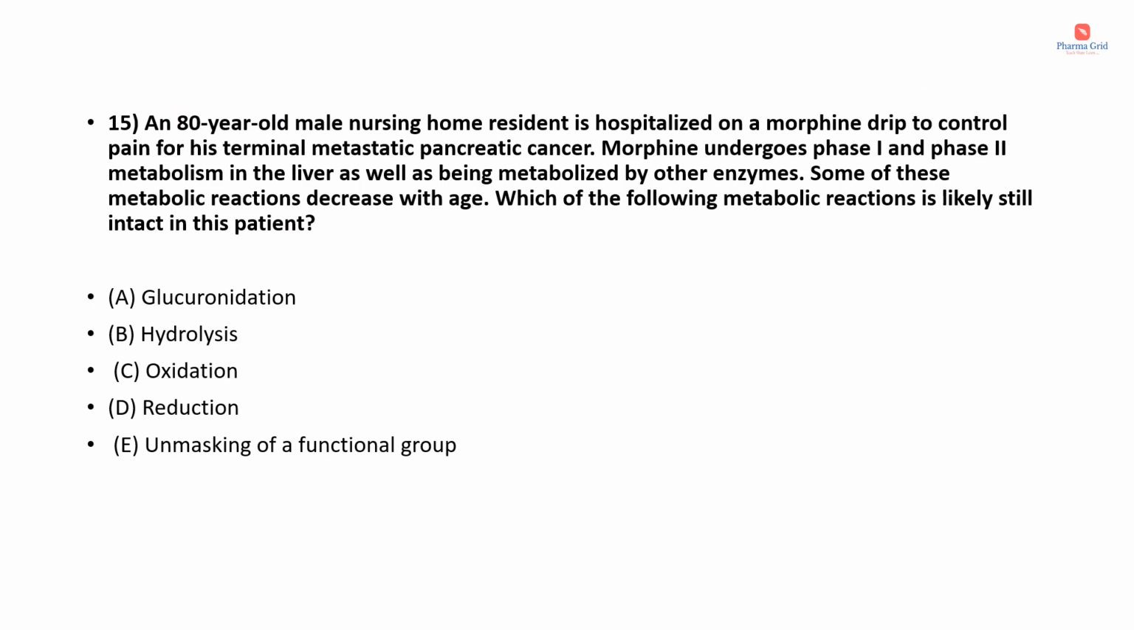Next question. An 80-year-old male nursing home resident is hospitalized on a morphine drip to control pain for his terminal metastatic pancreatic cancer. Morphine undergoes phase 1 and phase 2 metabolism in the liver as well as being metabolized by other enzymes. Some of these metabolic reactions decrease with age. Which of the following metabolic reactions is likely still intact in this patient? The options are glucuronidation, hydrolysis, oxidation, reduction, unmasking of a functional group. Here the correct answer is option A, that is glucuronidation.